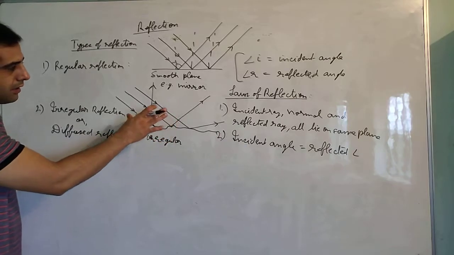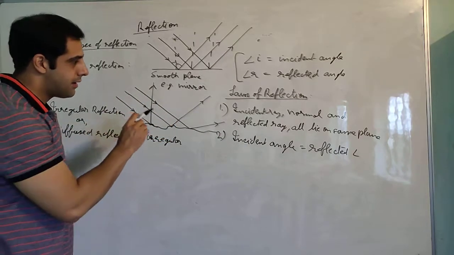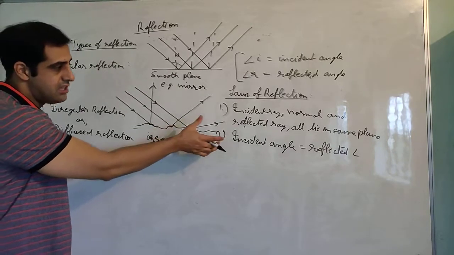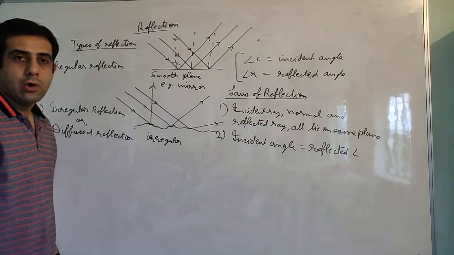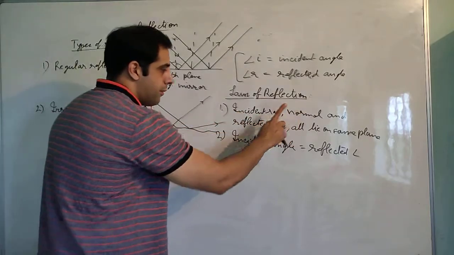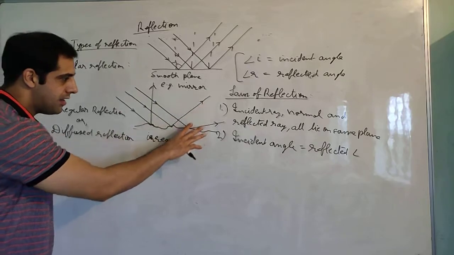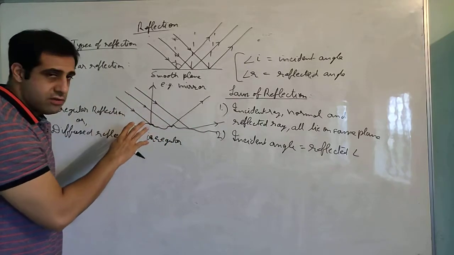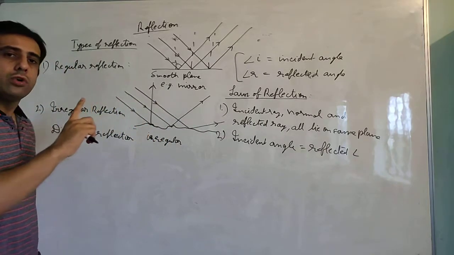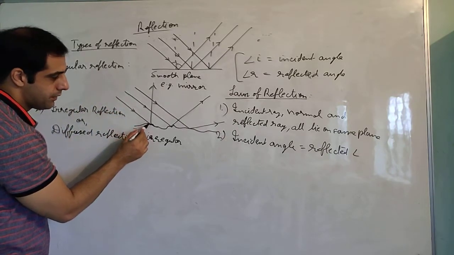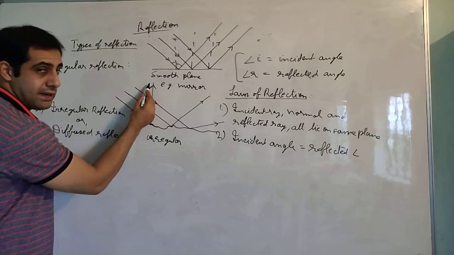In this case, it takes a little bit of time to understand that actually in this diagram also, these laws of reflection are being followed. Incident, normal and reflected ray all lie on the same plane. Now instead of looking at the entire diagram at the same time, let us notice one ray at one time. This is the incident ray. It is getting reflected like this.